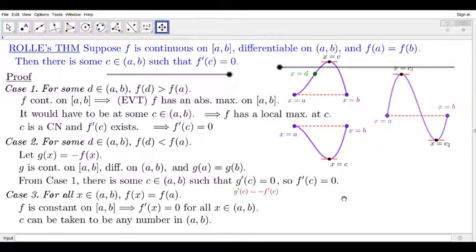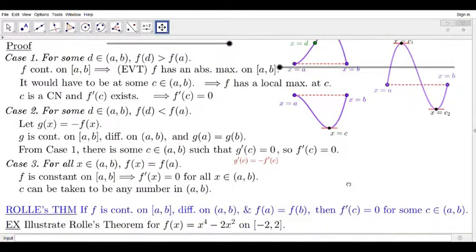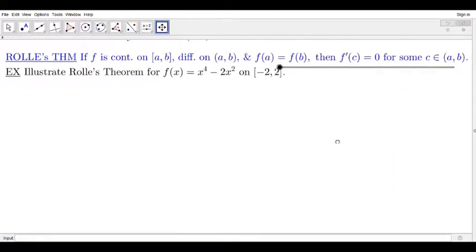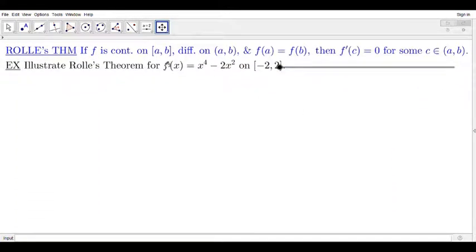Now let's apply Rolle's theorem to various examples. For your convenience, the statement of Rolle's theorem is here. If f is continuous in the closed interval [a, b], differentiable on the open interval, and f of a equals f of b, therefore f prime of c is 0 for some number c between a and b. Let's illustrate Rolle's theorem. Just verify that it's true for this function, x to the 4 minus 2x squared on the closed interval [-2, 2].